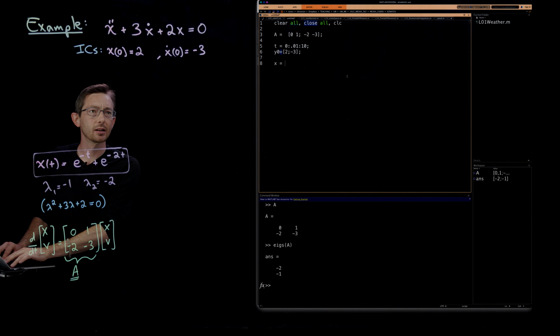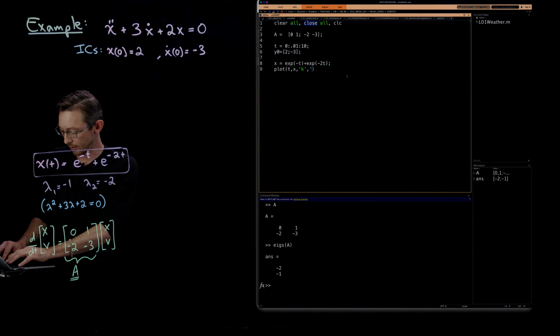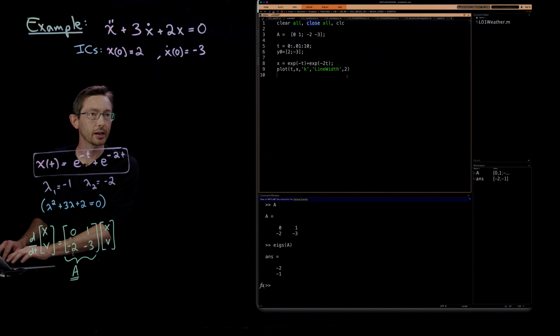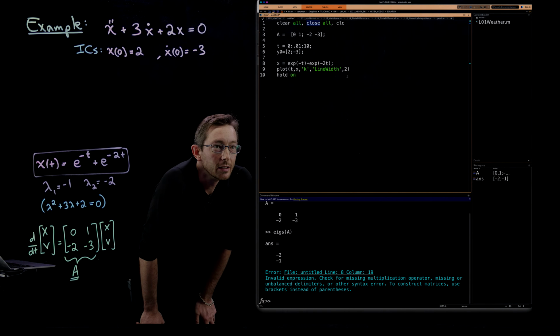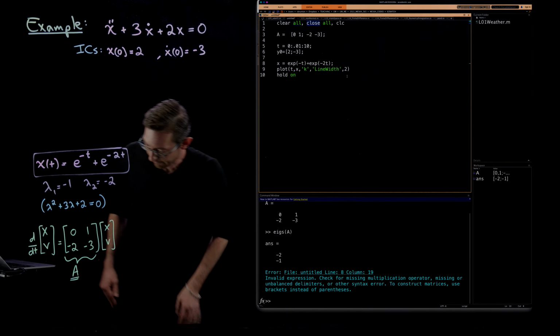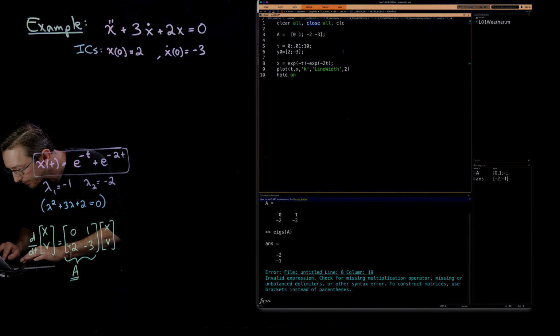And I think first I'm just going to plot x equals the exponential of minus t plus the exponential of minus 2t. That is my analytic solution here. And we're going to plot t versus x. Maybe I'll make it a little bigger because this is a small font, line width 2, and I'll just plot that for now. Okay, something doesn't like e to the minus 2 plot. I probably just typed something badly. Let's see.